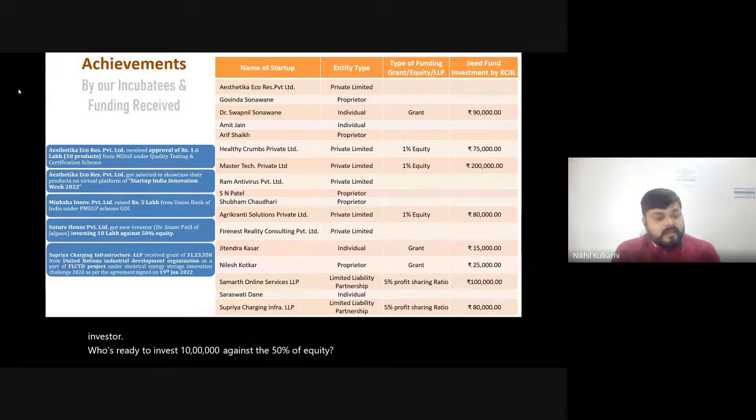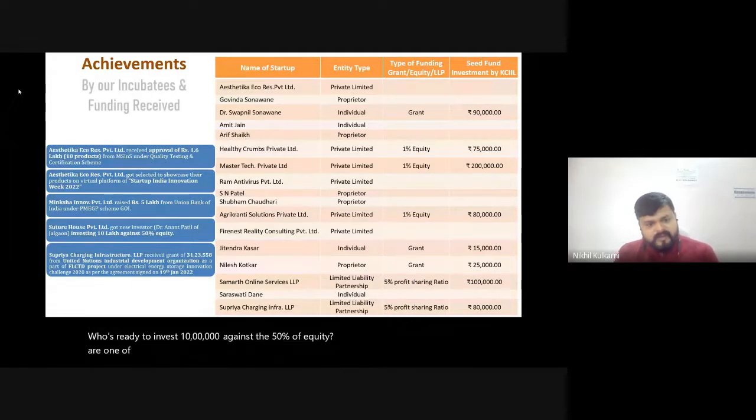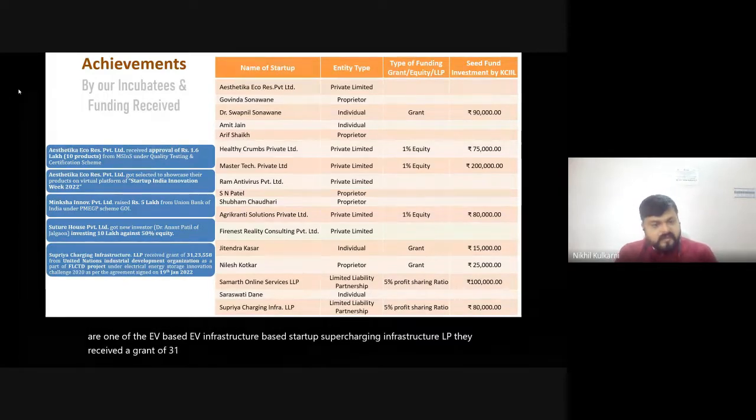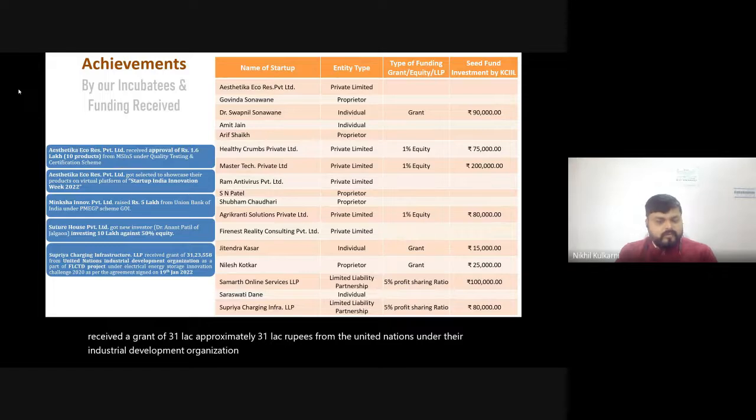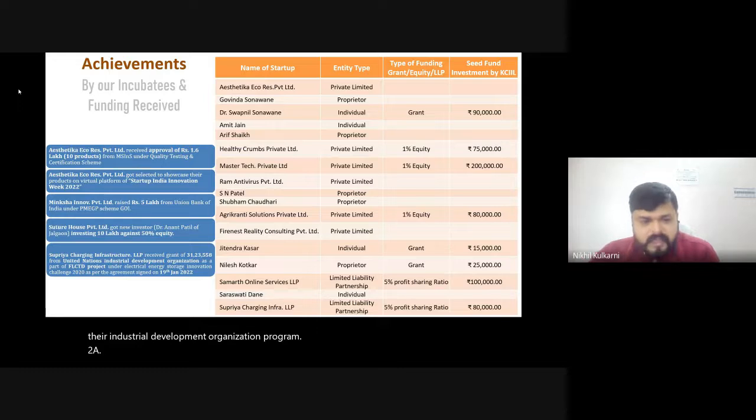One of the EV infrastructure based startups, Supriya Charging Infrastructure LP, received a grant of approximately 31 lakh rupees from the United Nations Industrial Development Organization program to take their innovation to the next level.